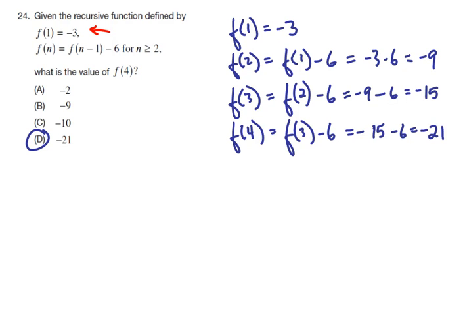So a recursive function has usually some definition where, to evaluate the function at a particular value of n, which will always be a positive integer, you need to know the value of the function for the previous value of n. So we have to work backwards and then forwards. So that's what we call a recursive function.